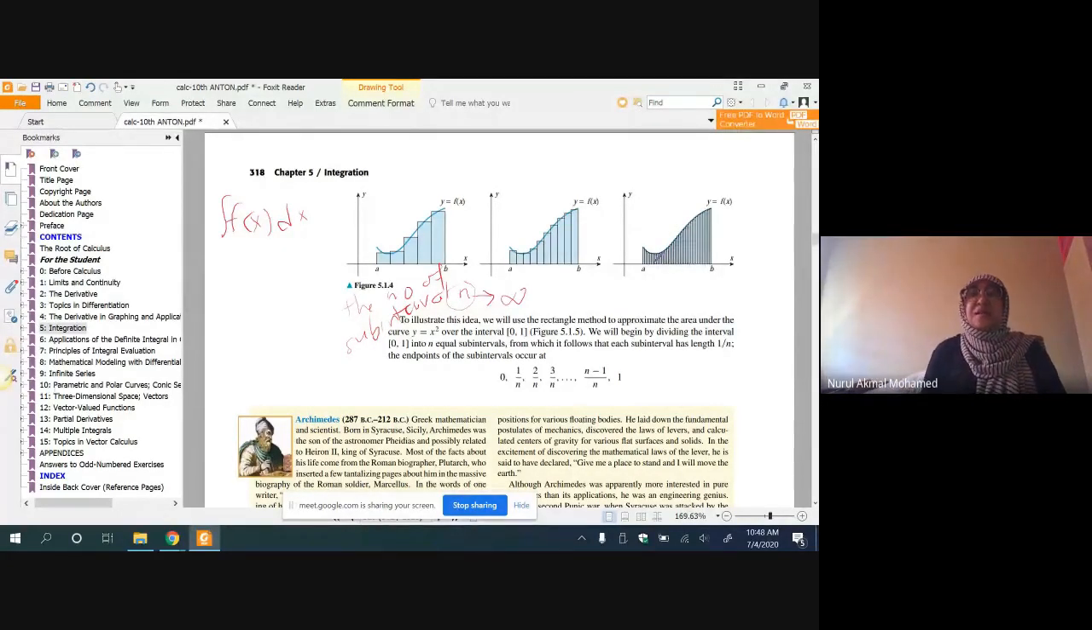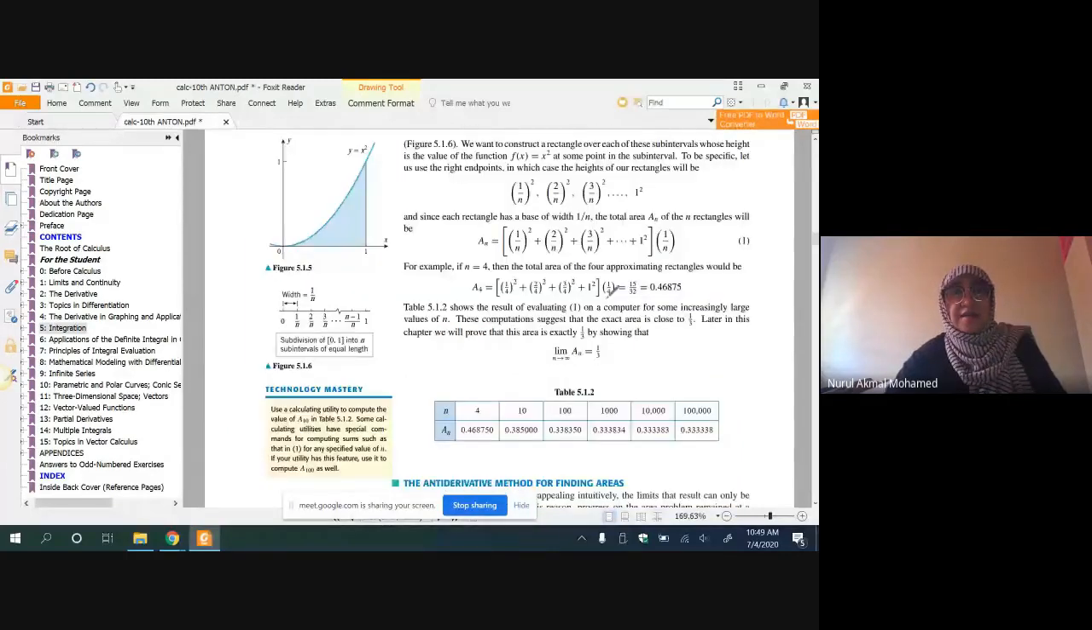In other words, this approximation is equal to the integration of f(x) dx, where f is the curve, this curve here. This is y. y is equal to f(x), which is the curve.